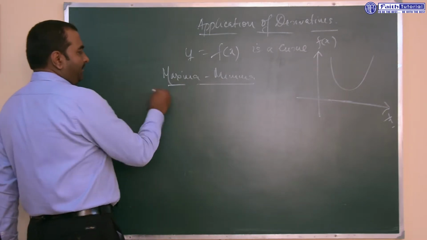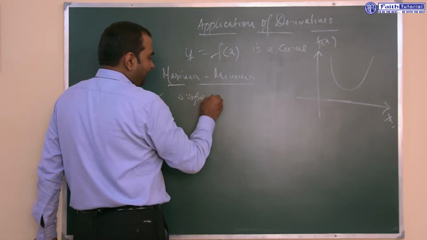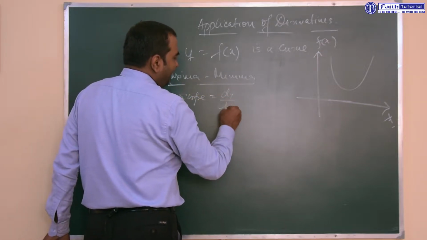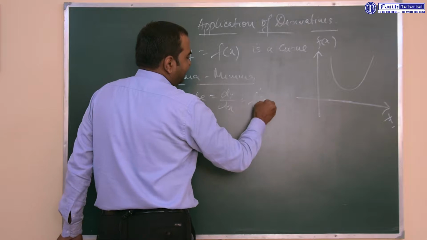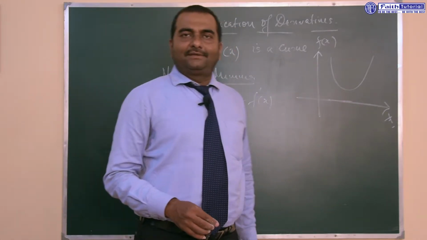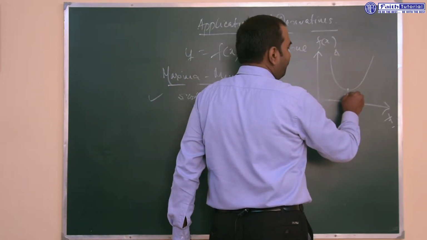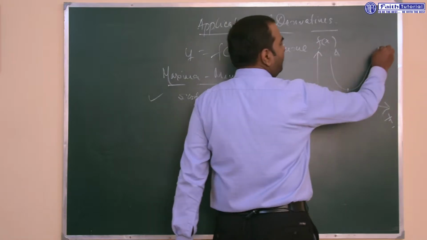Now again we start. We have already seen that the slope or the gradient is nothing but dy by dx, which is f dash x, correct? Let us divide the curve into three different parts, three segments, one from A to O and the other from O to B.